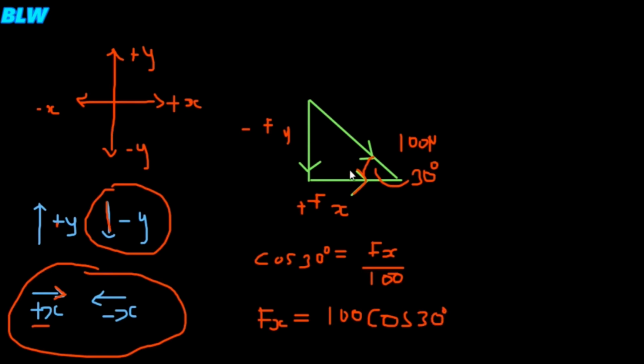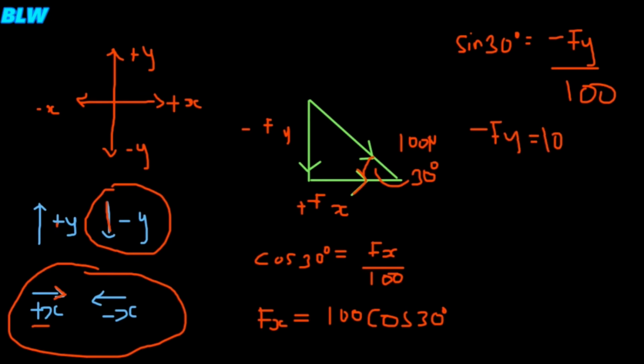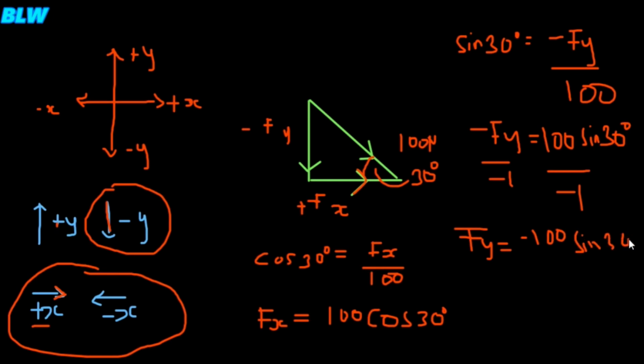So we do the same for the y part too. So the y is opposite. So I'll say sine of 30 degrees because the opposite is negative Fy over the hypotenuse, which is 100. So at the end, I have negative Fy equal to 100 sine of 30 degrees. So I divide both sides by -1. So at the end, I have Fy equal to negative 100 sine of 30 degrees. So that's how to determine the components of forces.